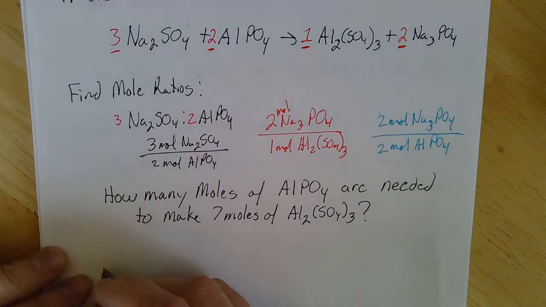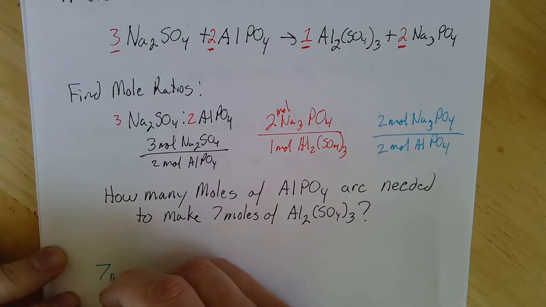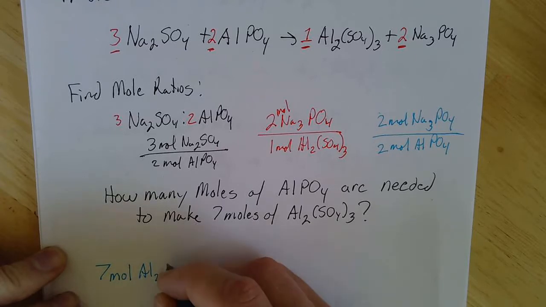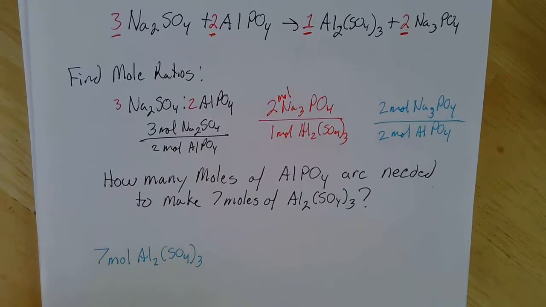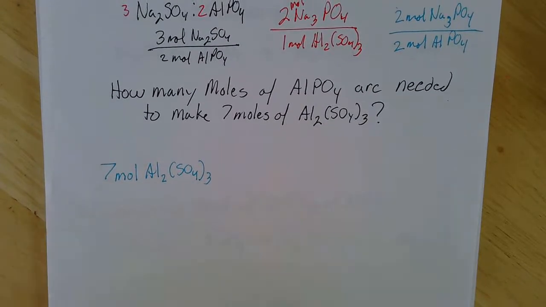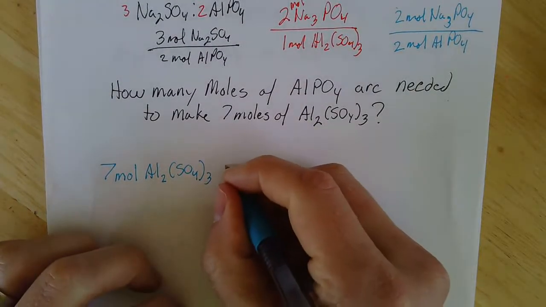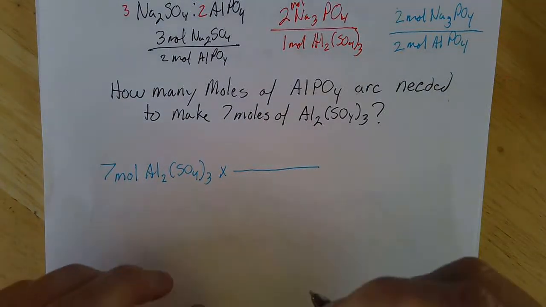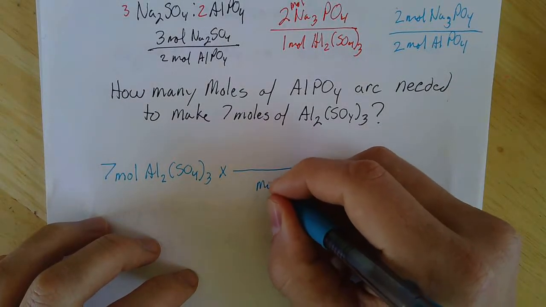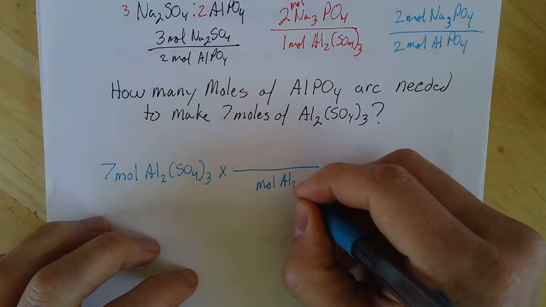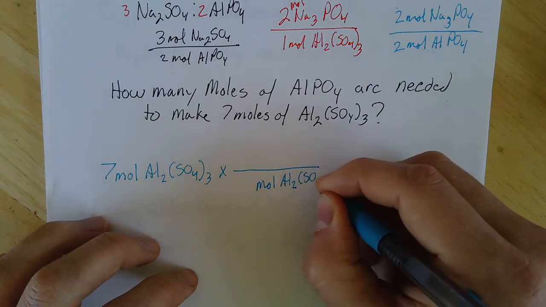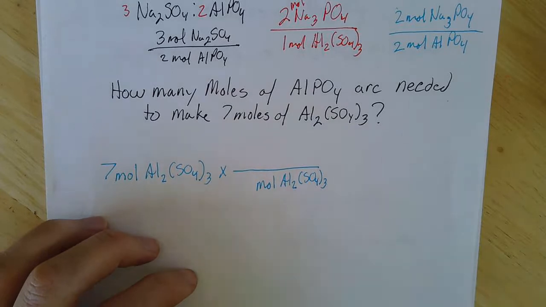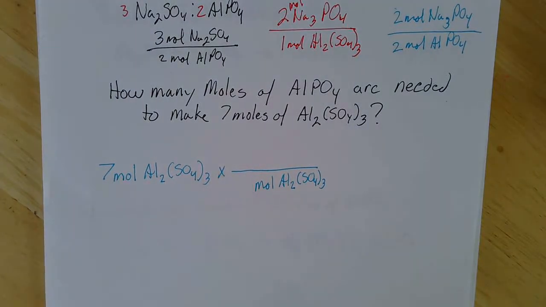We're going to start with what we know. So we're going to start with, we have our 7 moles of Al2(SO4)3. Scooch that up a little bit. All right. Now what we got to do is we got to get rid of that. So this is no different, right? I'm going to put moles of Al2(SO4)3 down there.